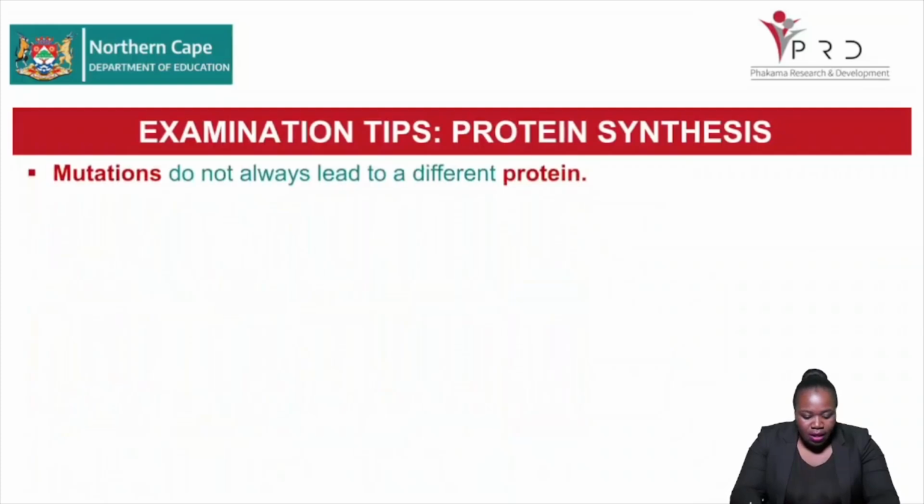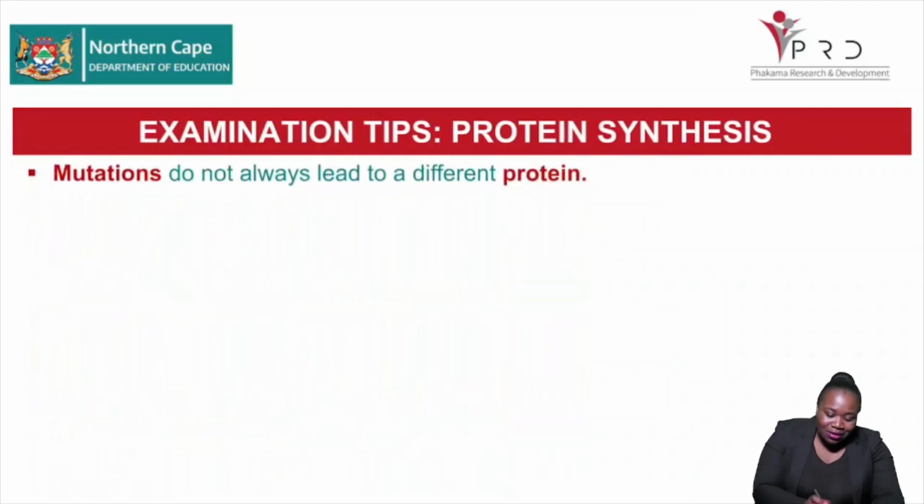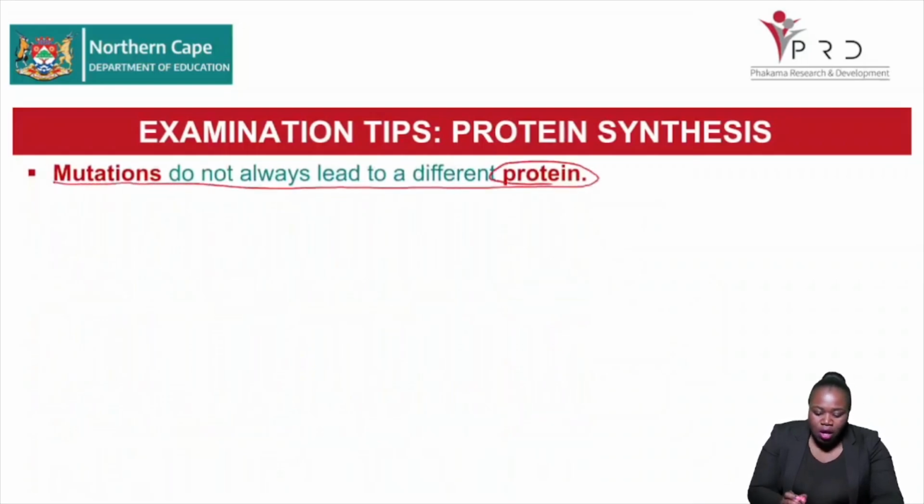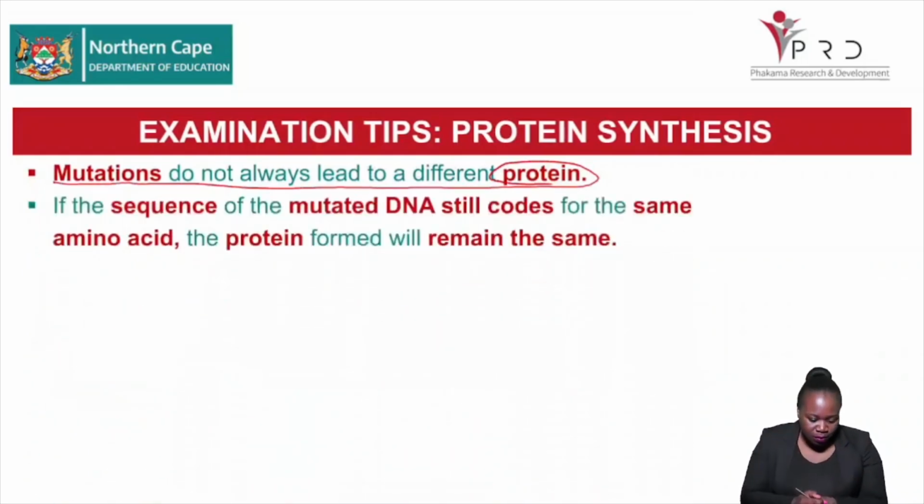Now, when we look at mutations in protein synthesis, remember mutations can happen whereby the DNA sequence changes, so that you end up with a different codon than what was supposed to be there. Once you have a different codon, it means you have a different anticodon and a different amino acid. Therefore, it could mean that the protein formed is different. Now, this is not always the case. Mutations do not always lead to a different protein. How is that possible?